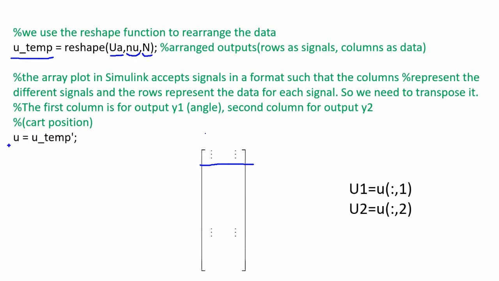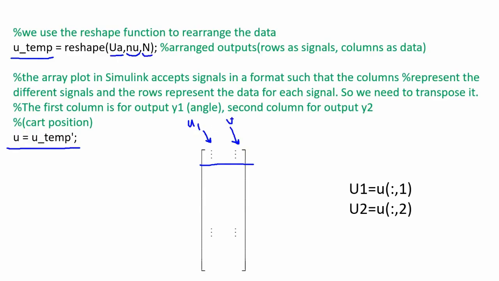However, in Simulink, we will plot the necessary signals like u, y, and also the states, using array plot. There is a small thing to understand when using array plot in Simulink, and it's also written here. The array plot in Simulink accepts signals in a format such that the columns represent the different signals, and the rows represent the data for each signal, which is just the opposite of what the reshape function gives us. That's why we need to transpose it. So when we transpose this utemp, finally, we will get the signal that we want to plot, which is u.